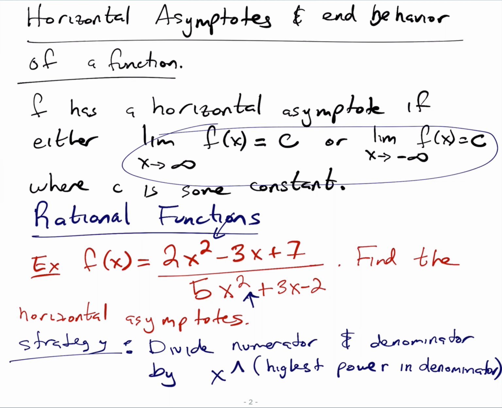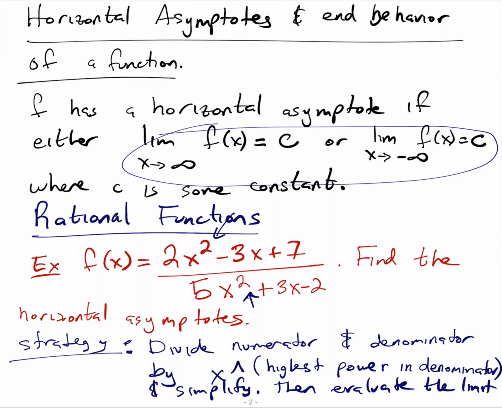It won't make that much of a difference with these, but when we throw in radicals and things start getting a little bit weirder, then you want to stick to the denominator. I'll just write it down here. And simplify. Then evaluate the limit.